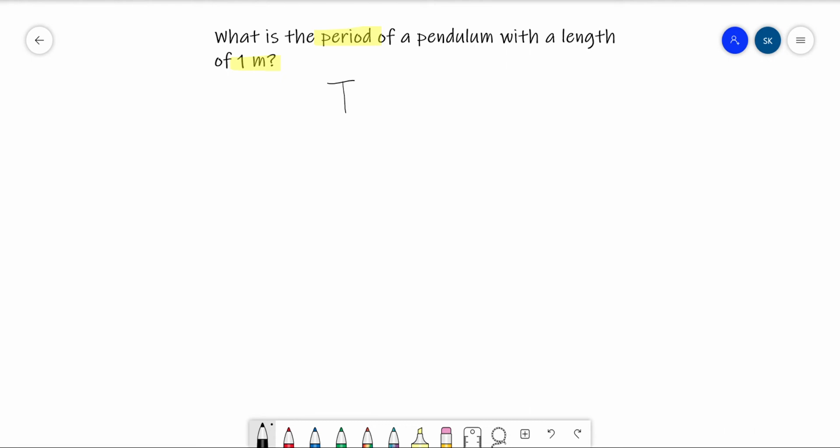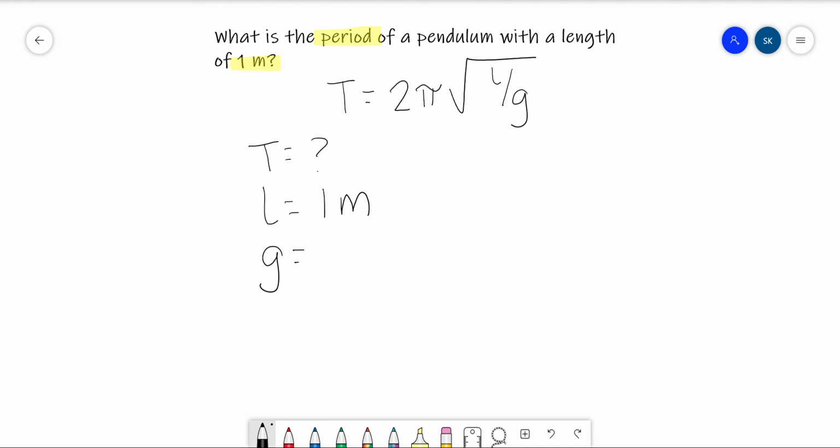So our equation is period equals 2 pi times the square root of the length over gravity. So let's look at what we have. T is what we're looking for. Length is 1 meter. And gravity, anytime that you guys see these problems and it doesn't say where you're at, assume that we're on Earth. So gravity is 9.8 meters per second squared.